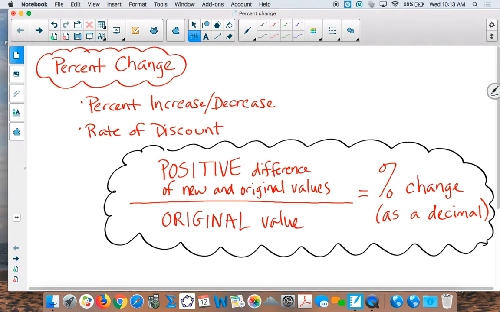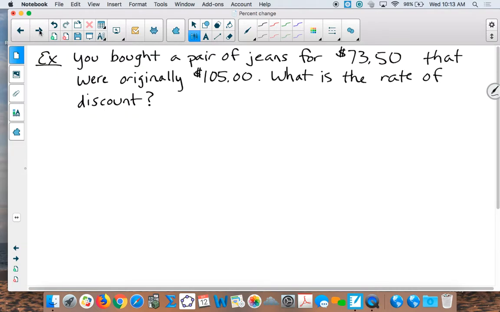Let's look at a couple examples to see how this works. In our first example, you're buying a pair of jeans for $73.50 that were originally $105. What is the rate of discount? So we have our original value is going to be $105. The new value is $73.50. And we are looking for the percent discount. That's what we don't know.